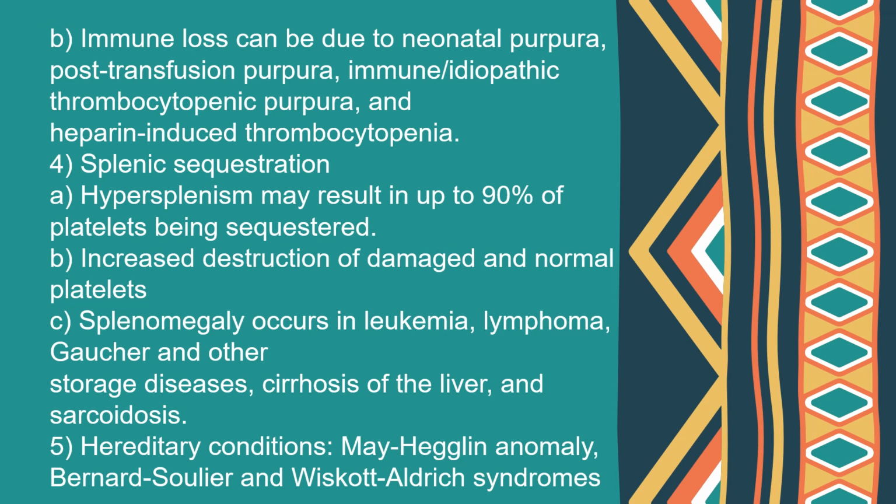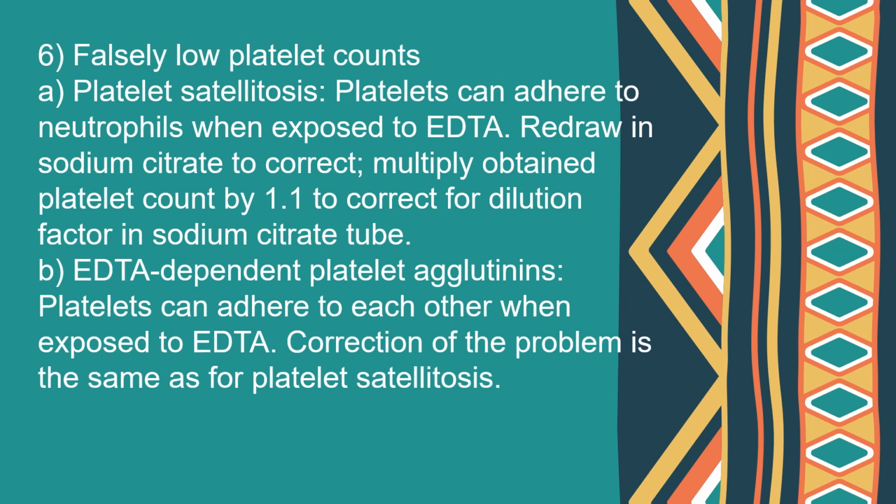Hereditary conditions like May-Hegglin anomaly, Wernicke-Soulier syndrome, and Wiskott-Aldrich syndrome can also lead to hypersplenism. There are also falsely low counts when there is platelet satellitosis. There are actually normal platelets, but they are attached to neutrophils when exposed to EDTA. To correct this, we can redraw the specimen using citrate. Multiply the obtained platelet count by 1.1 to correct for the dilution factor.